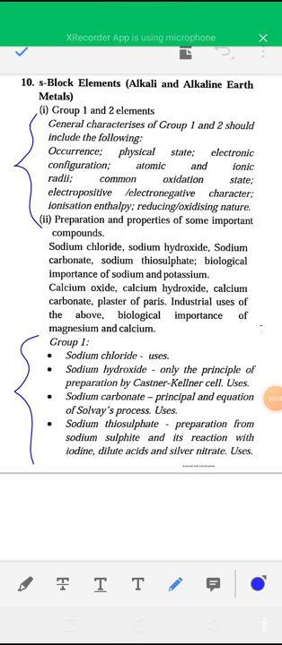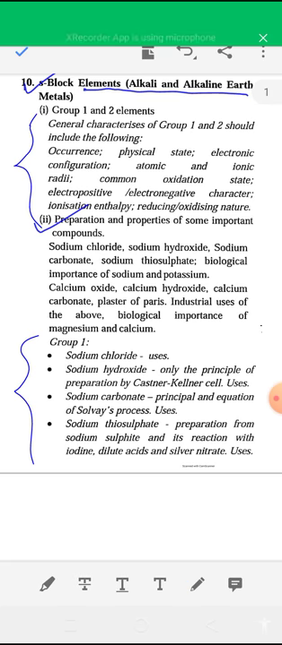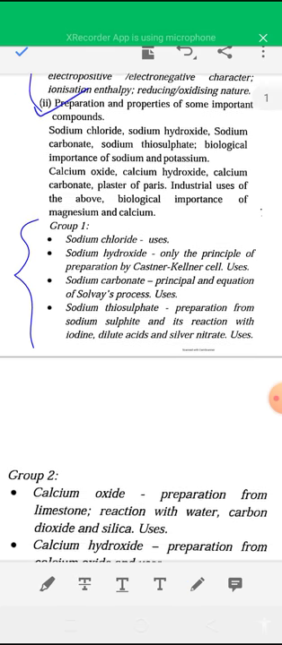In this video, I will discuss S-block elements. This is chapter 10 of class 11th chemistry. S-block elements, that is alkali metals and alkaline earth metals. Reduced syllabus I have given here. You can see these following points or topics you have to read from this chapter. So I am making this video based on the reduced syllabus only.